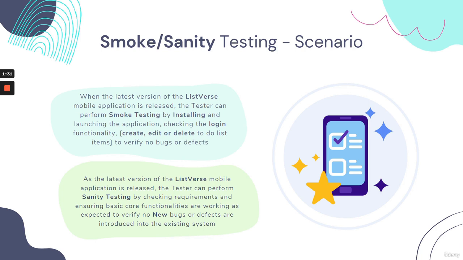As the latest version of the list-first mobile application is released, the tester can perform sanity testing by checking the requirements and ensuring the basic core functionalities of the system or application are working as expected, to verify no new bugs or defects are introduced into the existing system.